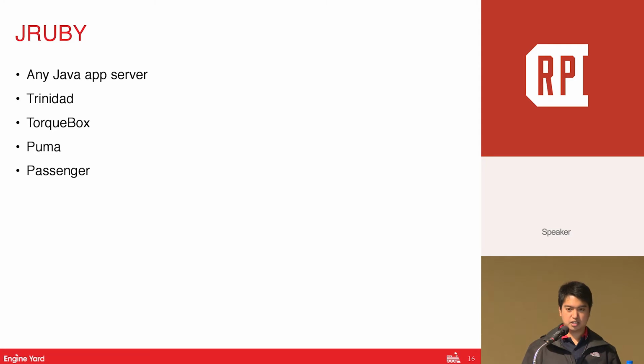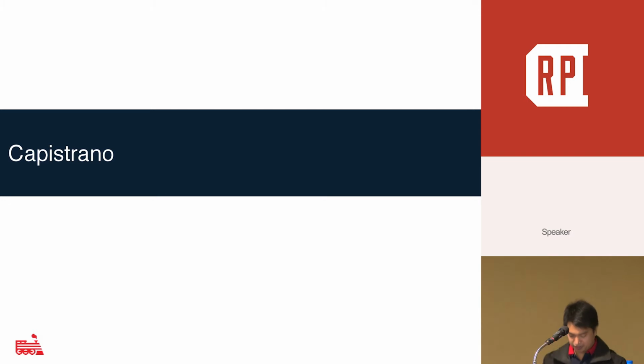And then there are other options. Trinidad is a gem, so it's written in Ruby, but it has an embedded Tomcat in it. And then Torquebox is a popular one. It uses JBoss built in, but it has built-in support for other things such as messaging and scheduling. So it's all in one, not just the app server. And then you could also use Puma, which is a Ruby gem, but you could use it with JRuby, and Passenger as well. Okay, so that's the app server.